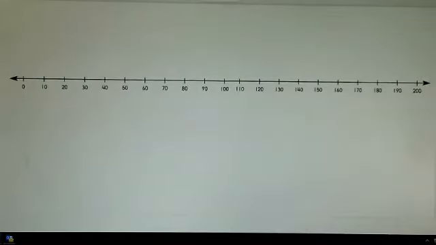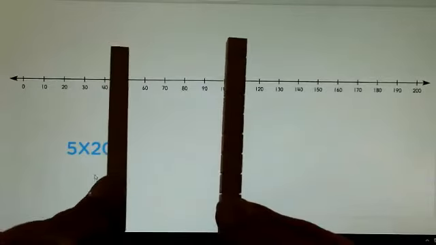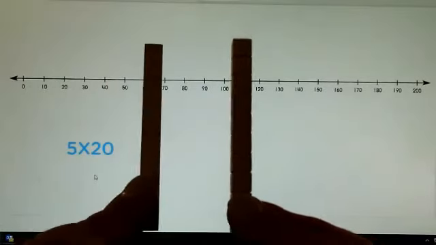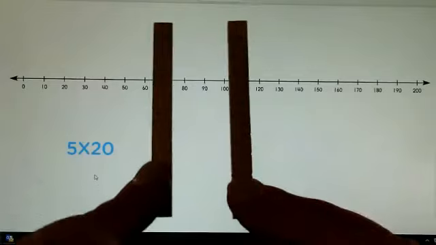Let's say that we have the problem 5 times 20. Let's say we need to figure out 5 times 20. Okay? Well, 20 is a multiple of 10. It's the same as having 2 groups of 10, right? So I can count by tens. I know how to do that.